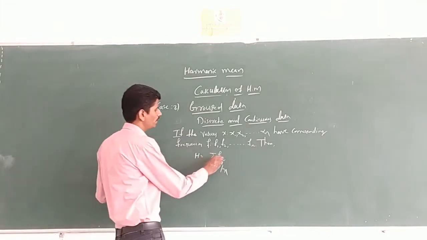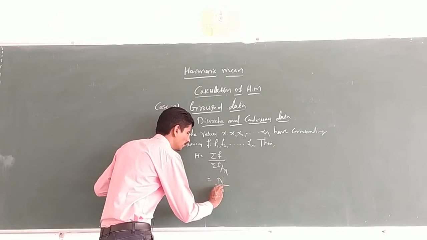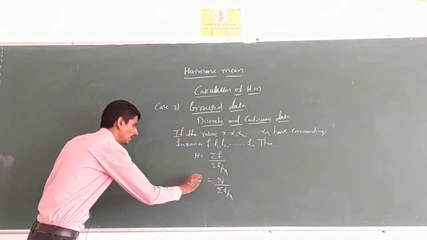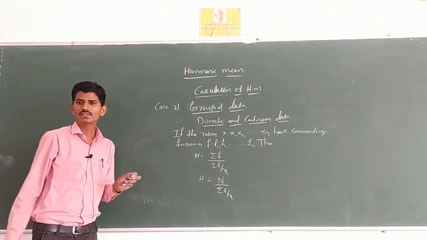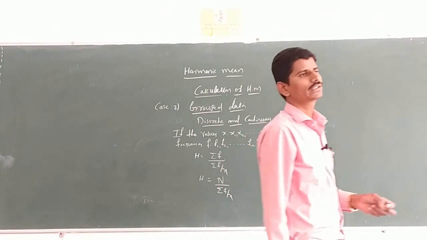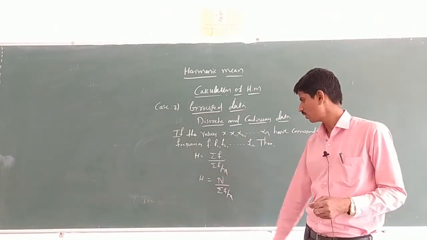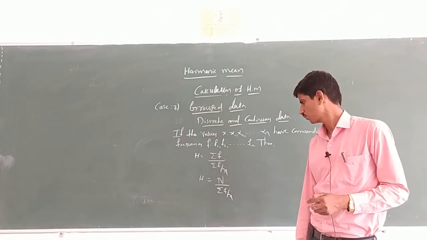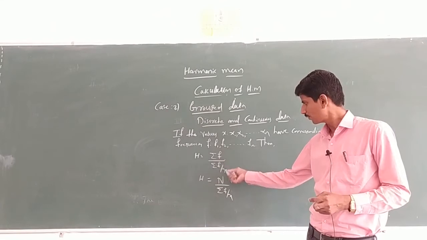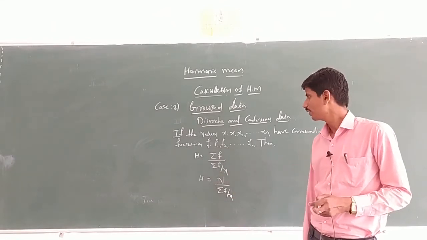Here, the sum of f, the sum of frequency, is nothing but capital N. So the harmonic mean H equals capital N divided by sum of f by x. If the class intervals with respect to frequencies are given, then you have to apply H equal to capital N by sum of f by x. Here capital N is the sum of the frequency, that is, sum of f equals capital N. This is the discrete case.